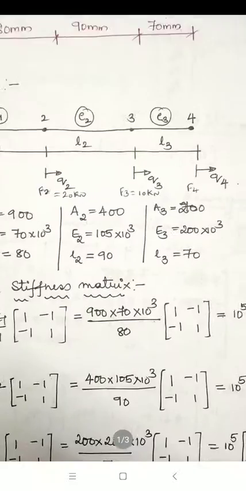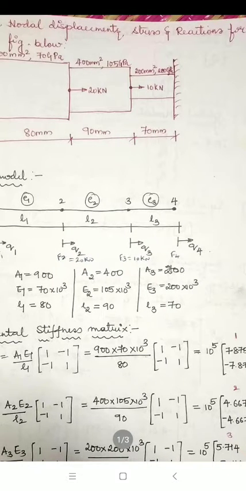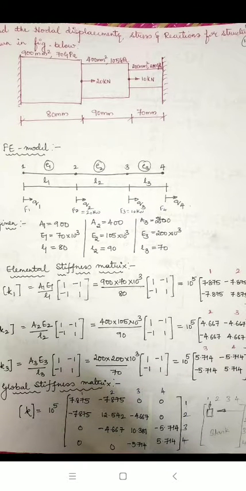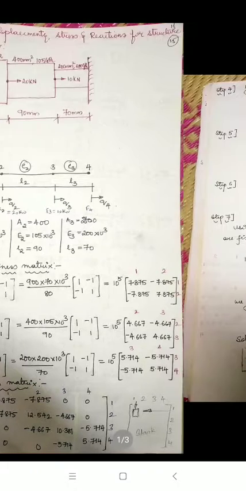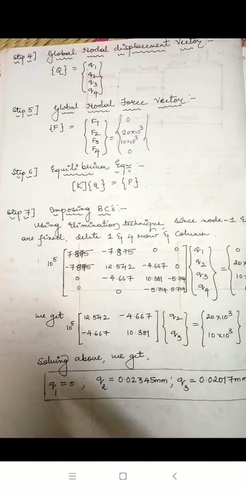Looking at the diagram, at the extreme left side, node 1 is completely fixed. Here there will be no displacement, it means Q1 equal to 0. Similarly, at the extreme right side, node number 4, Q4 is also 0, because it is fixed, so displacement will be 0. We came to know that at node 1 and node 4 the displacements are known, both values are 0. Hence, eliminate row 1, column 1, row 4, column 4, because we eliminate wherever the displacement is known.